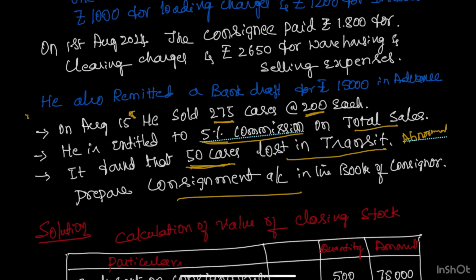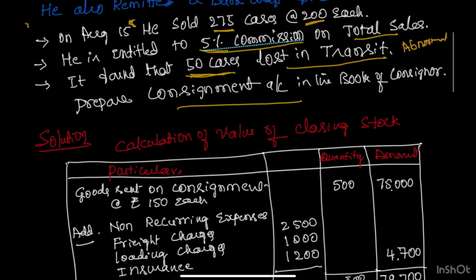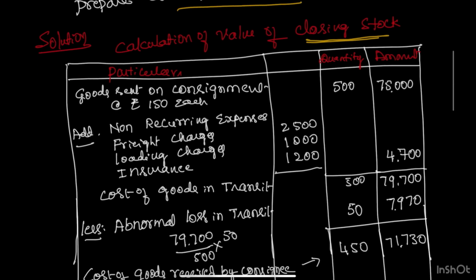But before that, to work out the consignment account, we have to find out the value of closing stock, because all the goods are not sold in this case and there is an abnormal loss in transit also. So for that, we have to find the value of the loss and also the closing stock at the end of the consignment period. Let us see this one.